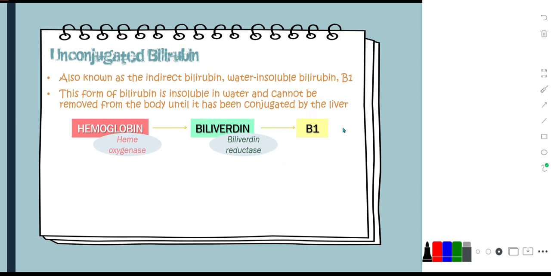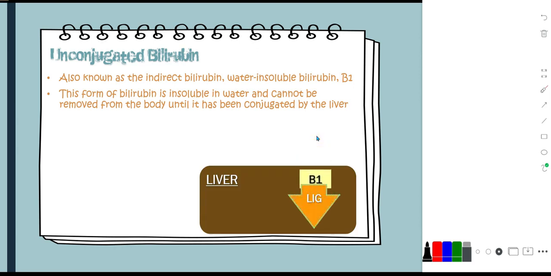Now, since this is considered a waste product coming from hemoglobin metabolism, it has to be eliminated from the body. But the problem is it is water insoluble. So what do we do? We make it water-soluble through the process of conjugation, which is why this should be delivered towards the liver. And this is where your albumin will perform its function of carrying your B1 from the reticuloendothelial cells towards the liver.